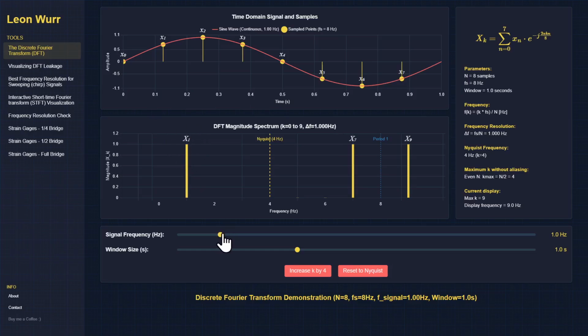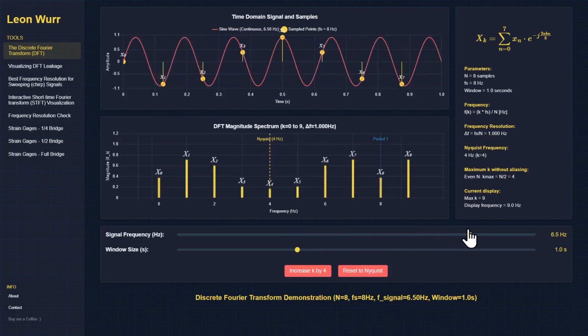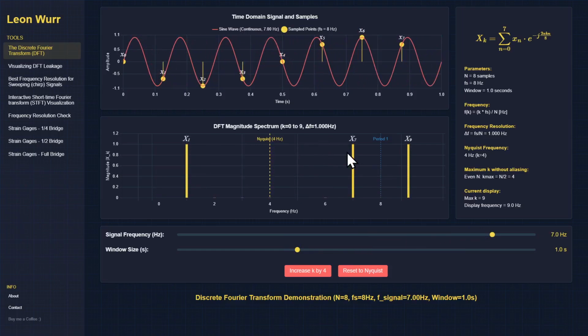Don't believe me? Well, let's just try to increase the frequency of my signal all the way to 7 Hertz and look at this. Now, well, this component is correct, but this is not. Why do I have this component? You can visualize on the top graph.